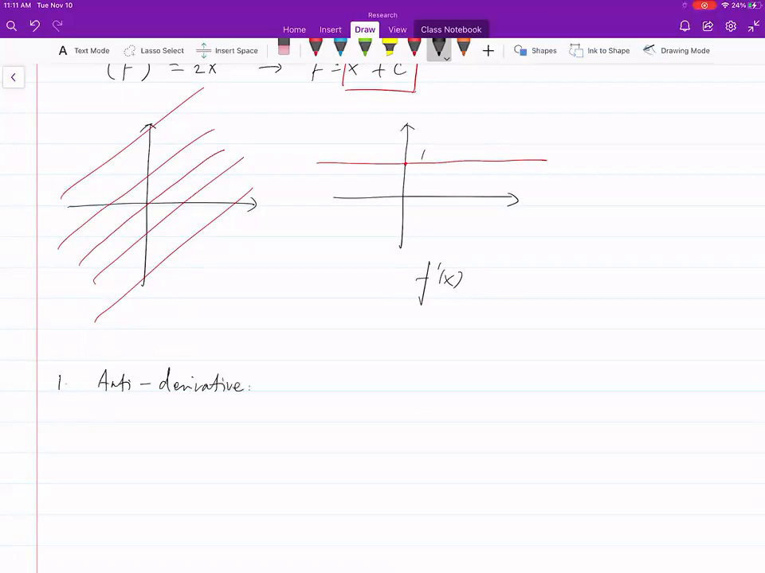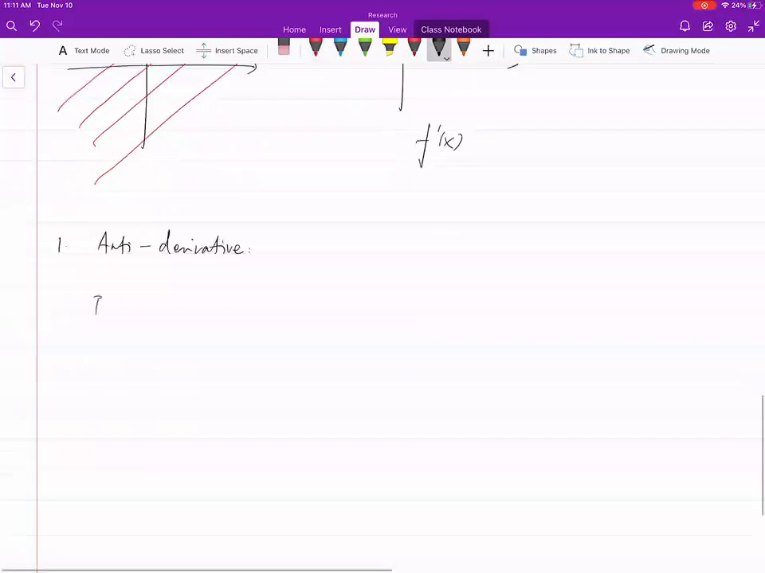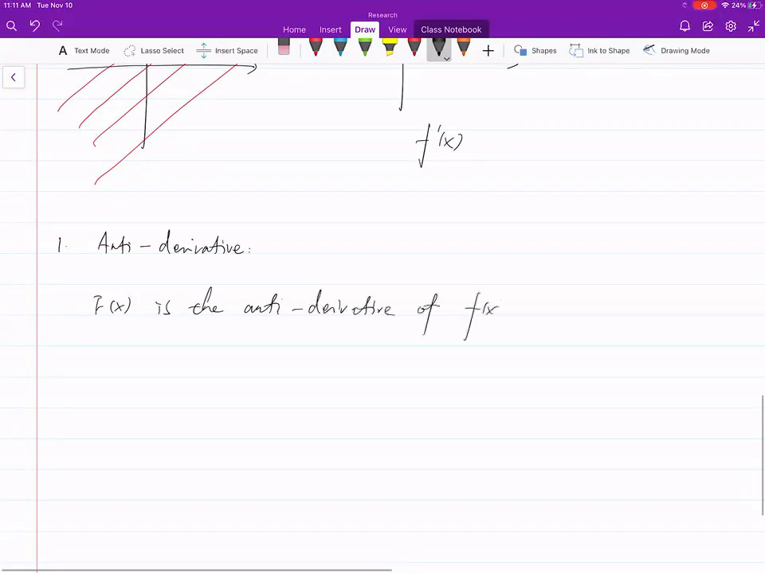Definition. F(x) is the antiderivative of f(x) if the derivative of F is equal to the small f(x). Straightforward.